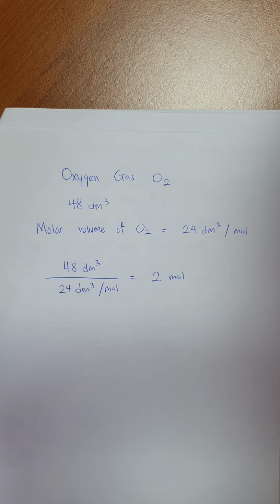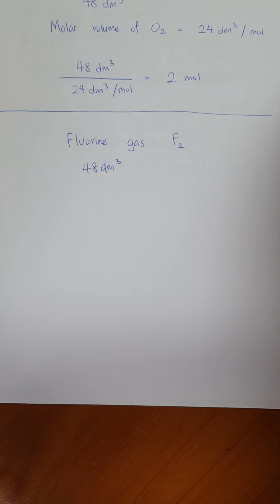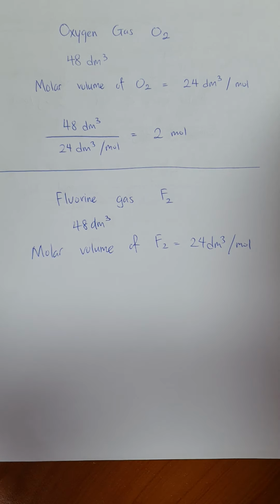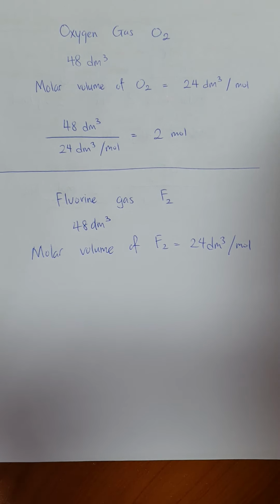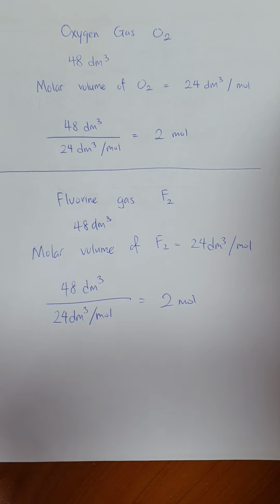Okay, and my answer is 2. Okay, enough of oxygen. Let's take a look at fluorine gas. So now again I have 48 dm cube of fluorine gas. So what do I do this time? Again, I just have to know that the molar volume of fluorine gas is 24 dm cubes per mole. So all I have to do is again use 48 divided by 24, which gives me the exact same answer, 2 moles.